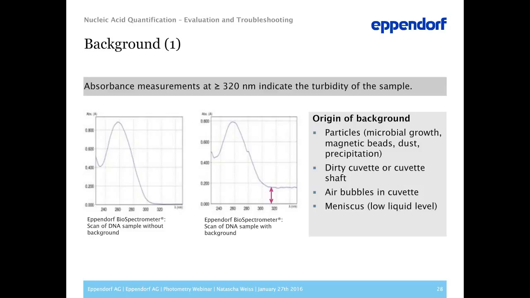Background may be due to light scatter caused by contaminant particles, air bubbles, or by precipitates in the sample. The same effect comes from a dirty cuvette or cuvette shaft or a low liquid level in the cuvette, which can lead to a meniscus in the height of the light beam.